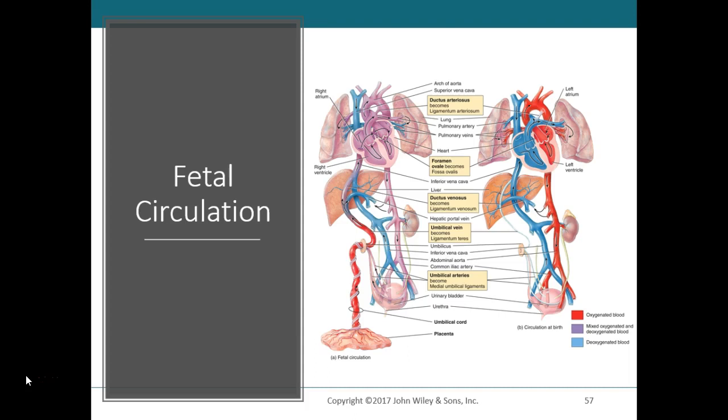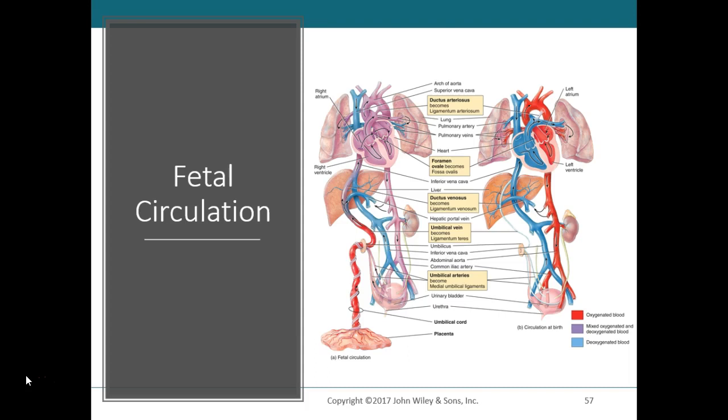So when the infant takes its first breath, the lungs expand and blood flow to the lungs increases. Blood returning from the lungs to the heart increases the pressure in the left atrium, and this forces closed the foramen ovale by pushing the valve that guards it against the inner atrial septum. Permanent closure, however, usually takes about a year.